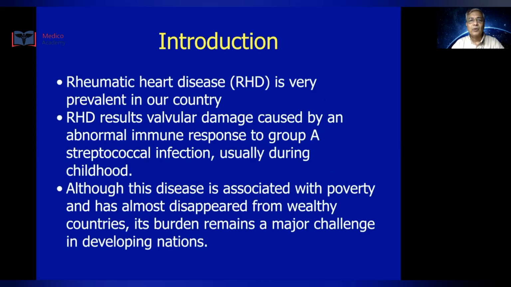As I said earlier, rheumatic heart disease is very prevalent in our country. And what happens with rheumatic heart disease is that it results in valvular damage, and this valvular damage is caused by abnormal immune response to group A streptococcal infection, usually during childhood. Although it is said that this disease is associated with poverty and it has disappeared from the wealthy countries, its burden remains a major challenge in the developing nations.